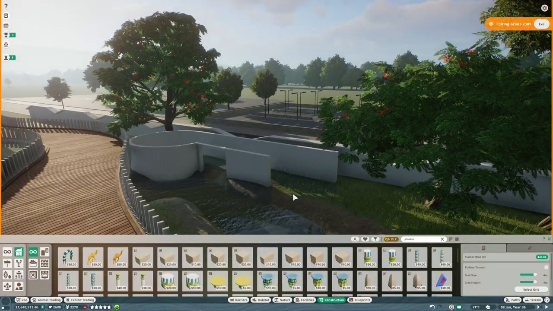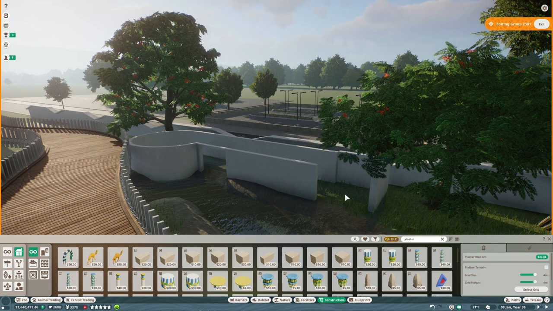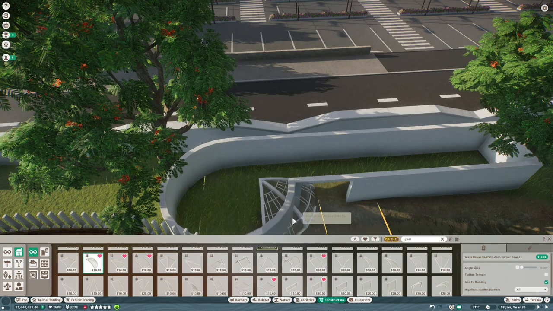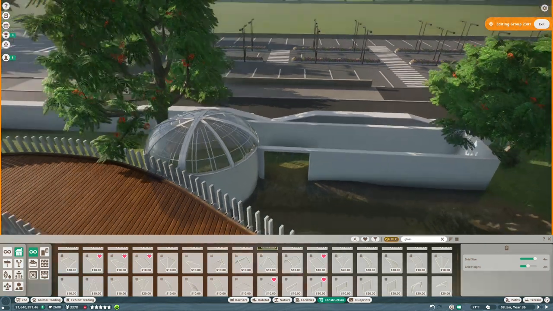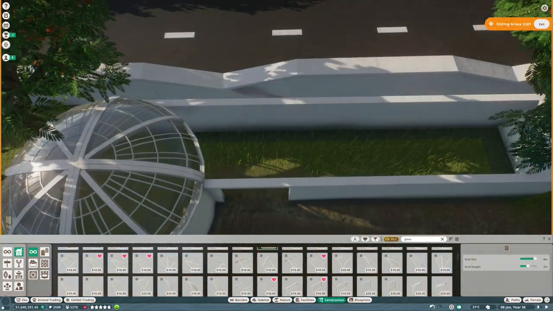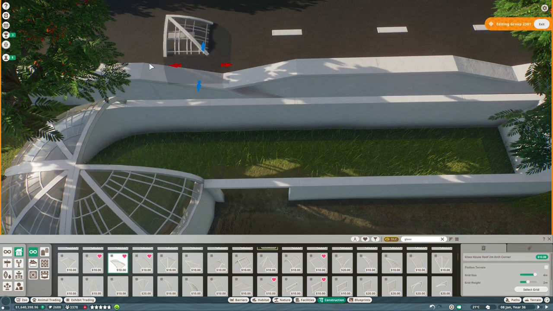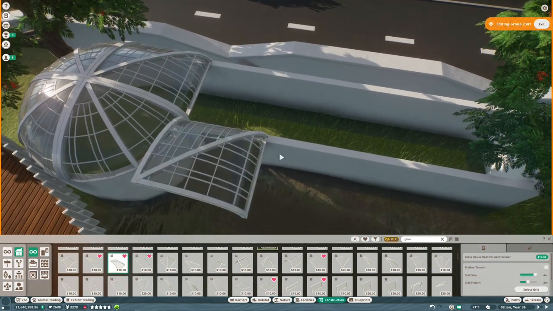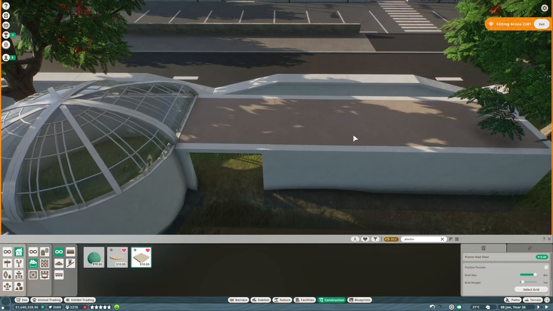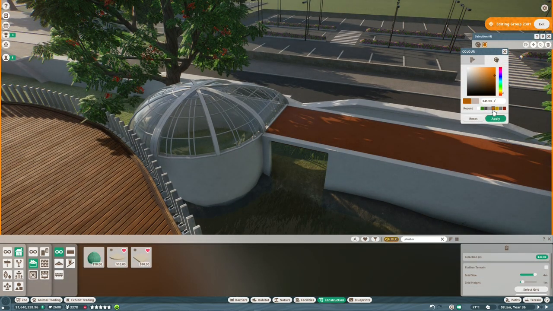So we're building this low modernist structure for their winter quarters. So as you can see, it's not tiny. I've certainly seen smaller in real life, but ideally it would be bigger. We've got a glass dome on the roof so that when the guests are on the path next to it, if the hippos are indoors, then they can see them swimming about in their pool.